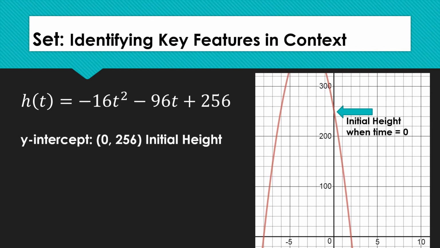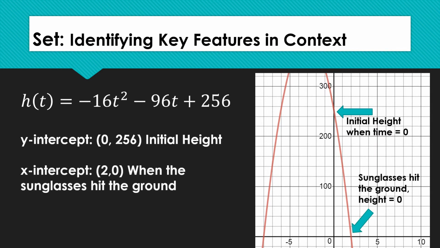We know that the y-intercept, the 256, the third term in our quadratic, represents our initial height. That's how far he was above the ground when the sunglasses were thrown. Again, the time is 0. The x-intercept is (2, 0). That's when the sunglasses hit the ground. So at 2 seconds, they hit the ground, so the height was 0.